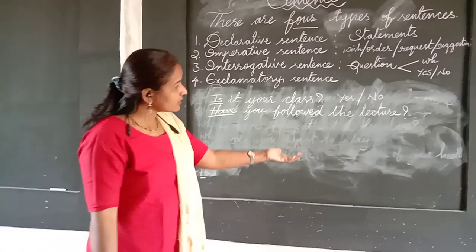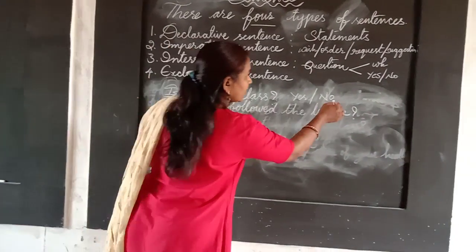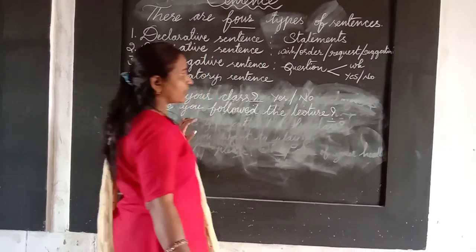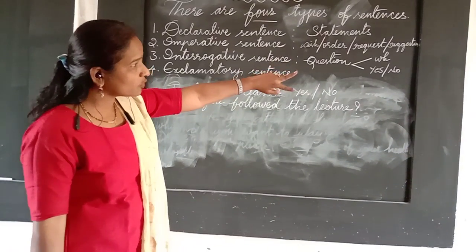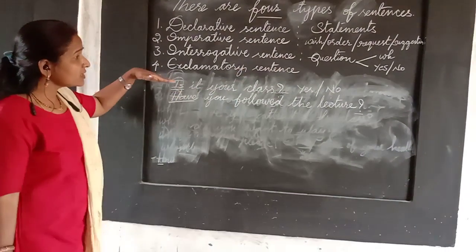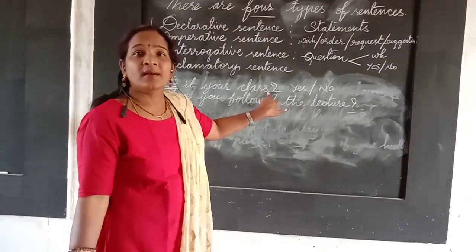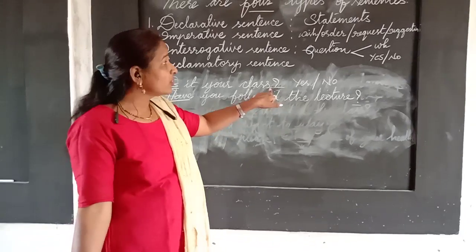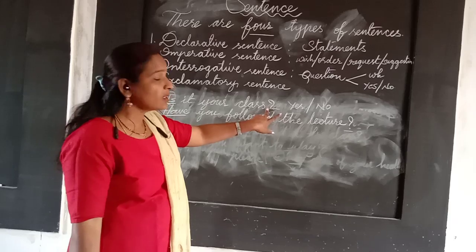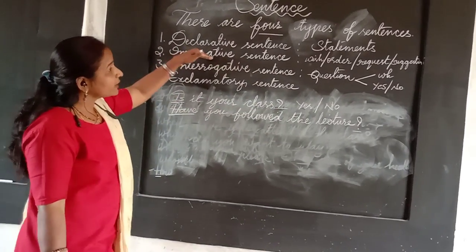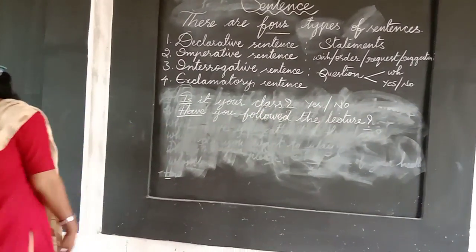The first letter, as I told you, begins with a capital, and these questions end with a question mark. Interrogative sentences are nothing but questions, and these questions are of two types, WH and yes or no. Whatever the sentence is, it begins with a capital letter and ends with a respective mark for the type of sentence. If it is interrogative, it ends with a question mark. If it is imperative, it ends with a full stop. If it is declarative, it ends with a full stop.